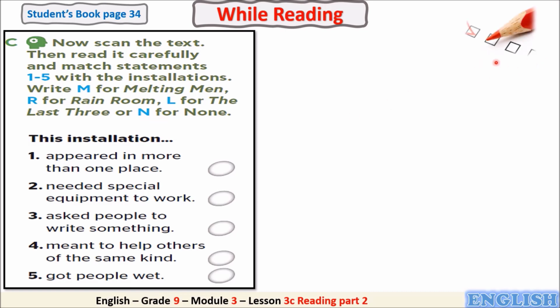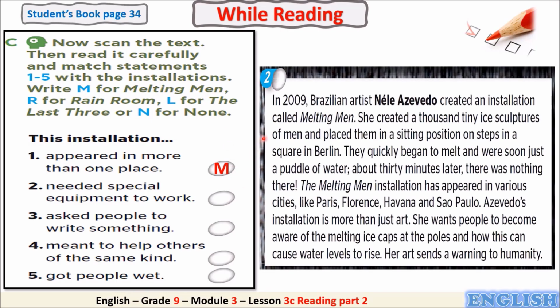Let's check your answers. Number 1. Appeared in more than one place. Which installation is this? Excellent, my students. It's M for melting men. Can you find a clue in the text to justify this answer? That's right, it's here. The melting men installation has appeared in various cities like Paris, Florence, Havana, and Sao Paulo.